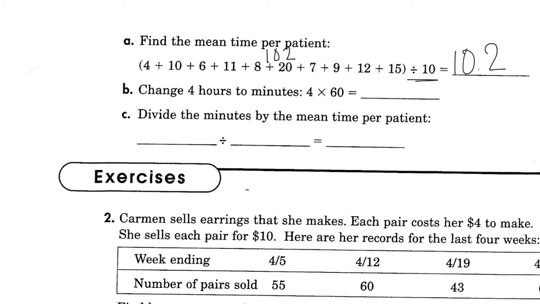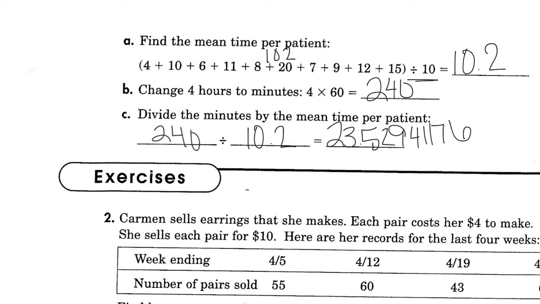Now, part B says change 4 hours to minutes by taking 4 times 60, which is 240. So now it says divide the minutes, 240, by the mean time per patient, which was 10.2. And when I do that on my calculator, I get 23.52941176. Well, he can't see half of a person, so I'm going to write the word about, 23 patients, and I'm going to label it for my final answer, and that's an N.